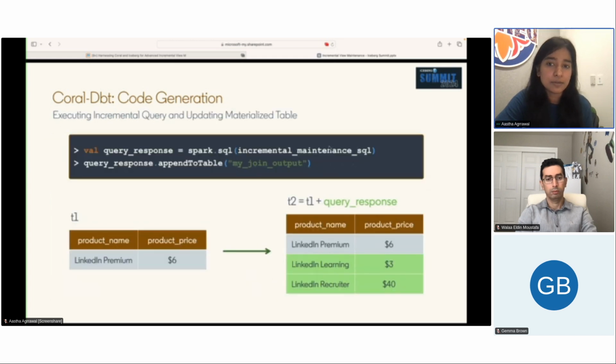And now the incremental maintenance SQL that we originally generated in terms of inventory, inventory delta, prices, and prices delta can directly be applied on top of those temporary views that we have just created. And the response of that can be appended to our original output table. And this will allow our output table at T1 timestamp with a single record to go to the right-hand side representation at T2, where we are only appending the data instead of dropping it and recomputing the previously existing record as well.